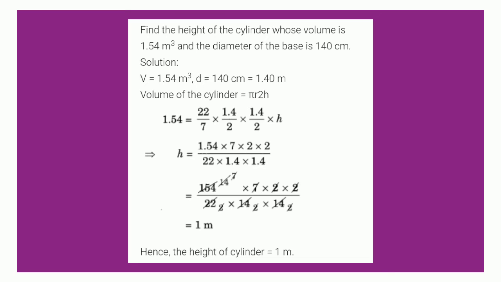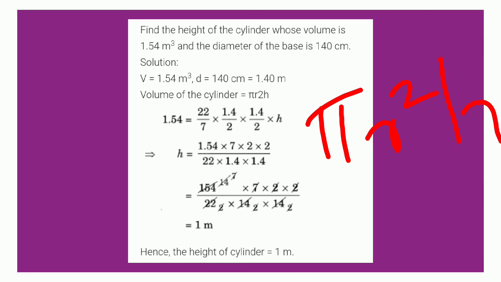So diameter 140 centimeter, we have to convert the centimeter into meter. Divided by 100, you will get 1.40 meter. So both the units will be the same. That is, volume is equal to 1.54 meter cube, and diameter is equal to 1.40 meter. Then we have the formula, volume of cylinder is equal to pi r square h.